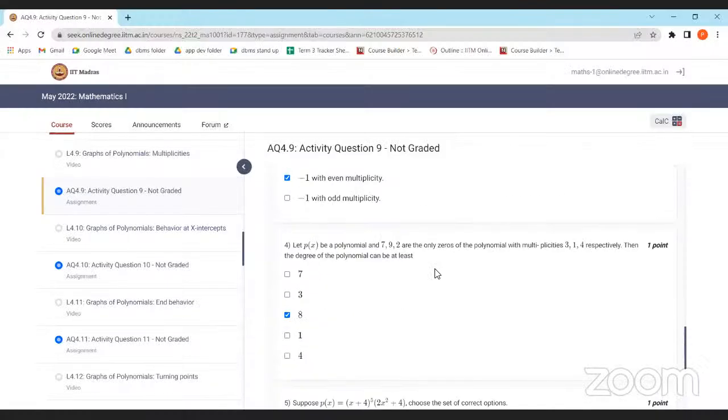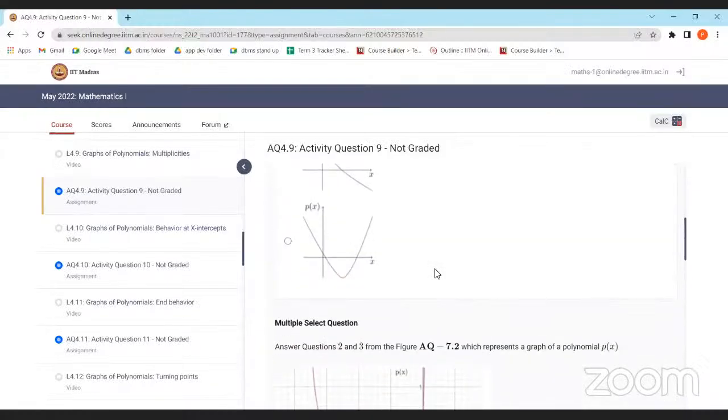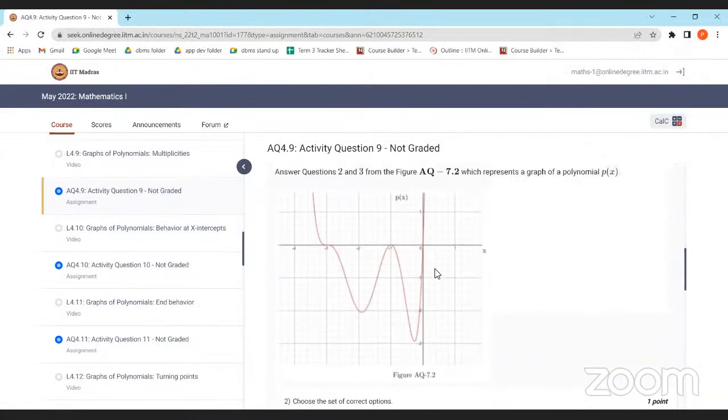4.9 is over. Any doubt in this activity 4.9? Yeah, here you can see from this graph, it is visible, right? Yes, sir. So here, what is the zero of the polynomial? -3, -1 and 0.